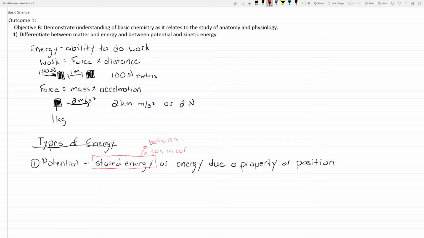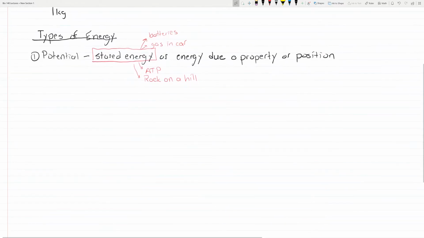Okay. In our bodies, we have this thing called ATP. That is a stored energy. Whenever you need to do some type of chemical reaction inside of the body, that requires energy. You usually use ATP in order to allow that to happen. And the classic physics example is the rock on the hill. We'll use that to illustrate the relationship between potential and kinetic energy. Those are 4 examples of potential energy. So just remember, potential energy is stored energy.